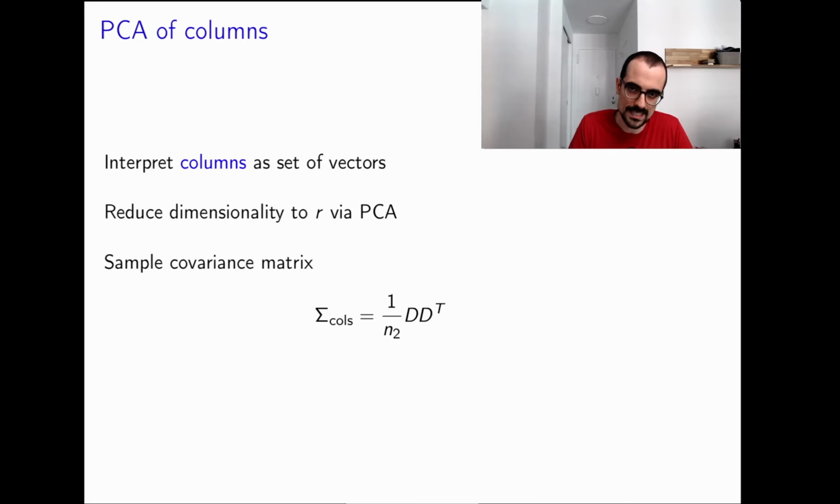Let's remember that for the PCA of the columns, what we did is we interpreted the columns as a set of vectors and we reduced the dimensionality. How did we do that? We computed the covariance matrix, which is equal to this, the sample covariance matrix of the columns. Now let's plug in the SVD, the singular value decomposition of D, in this expression. Here it is. Remember that the rows of this guy are orthogonal. They form an orthonormal set. That means that V transpose V is going to be equal to the identity matrix.